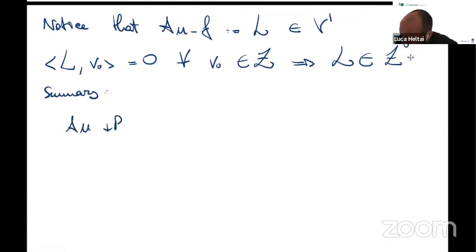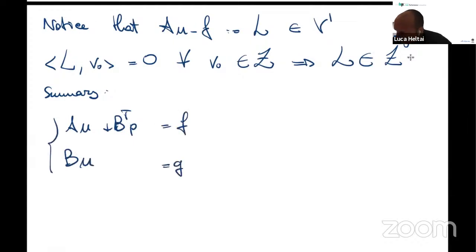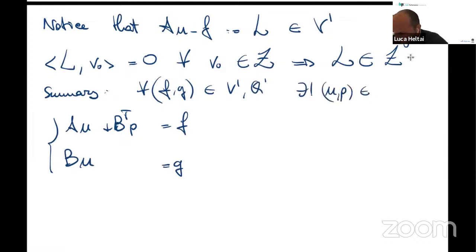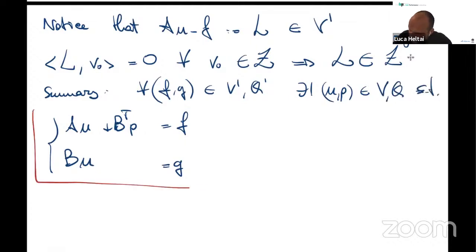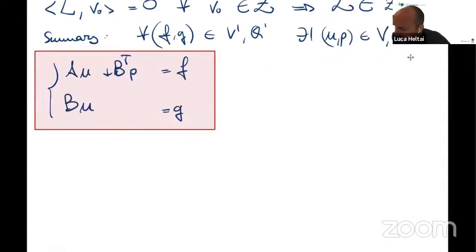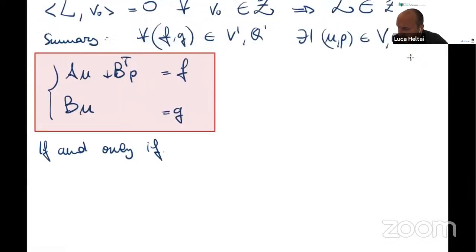we have A U plus B transpose P equal F, B U equal G, for F, G in V prime, W prime, Q prime. There exists a unique U, P, and V, Q, such that this is satisfied. Now, this is if and only if three conditions are satisfied.